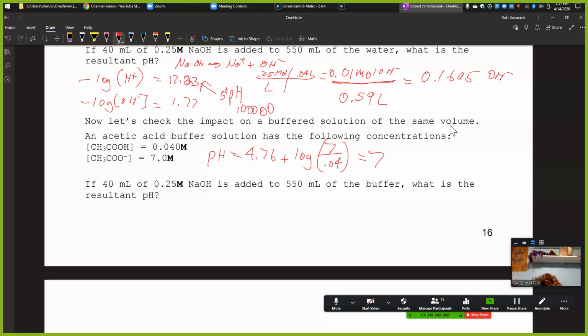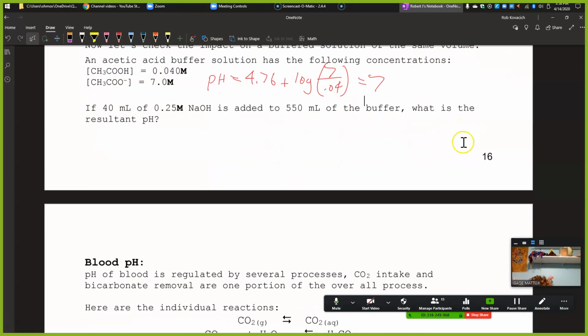Okay? So now what happens if I add this sodium hydroxide to the solution? What are you expecting to happen? It'll get closer to 7. It already is 7. It'll stay really close to 7, right? But it's going to change, and we're going to have to show how much it changed and show the calculation for how it changes.